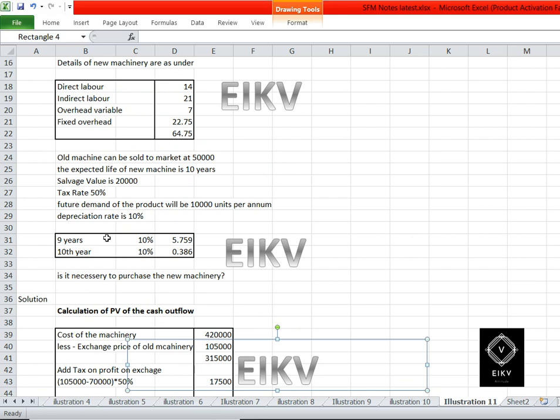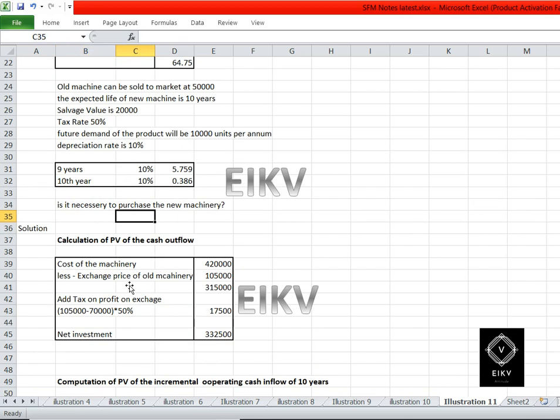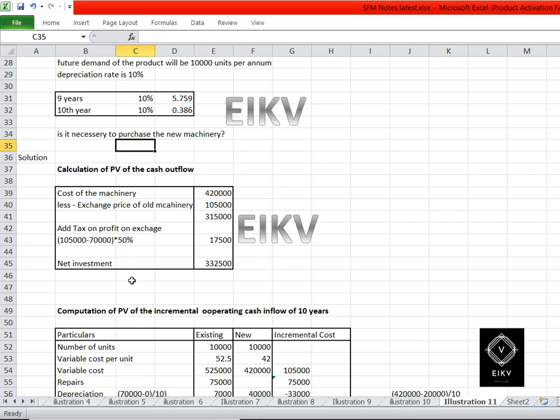Okay, then they have given the PV factors. The PV factor for 9 years at 10% is 5.759, which is given in the question, and the PV factor of the 10th year is 0.386. Okay, and they have asked you to arrive at a solution: whether to replace the old machinery or to repair the same.